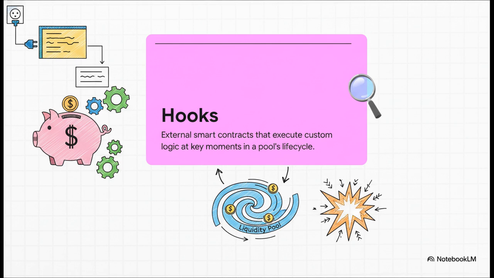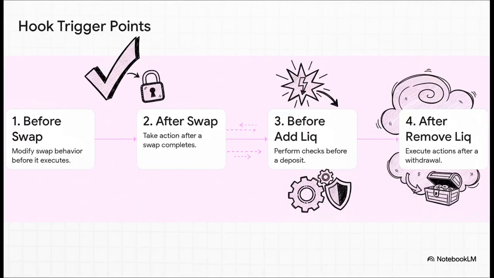So I'll ask you, what would you want your money to do automatically? And this shows you exactly where the magic happens. These are the precise moments where you can inject that custom logic. You can have a hook run before a swap to check something, or after a swap to kick off another action. Same thing for adding or removing liquidity. It's this level of fine-tuned control that gives developers and liquidity providers just unprecedented power.